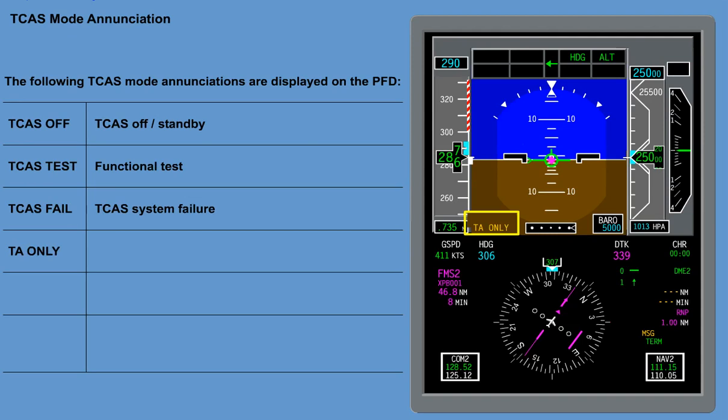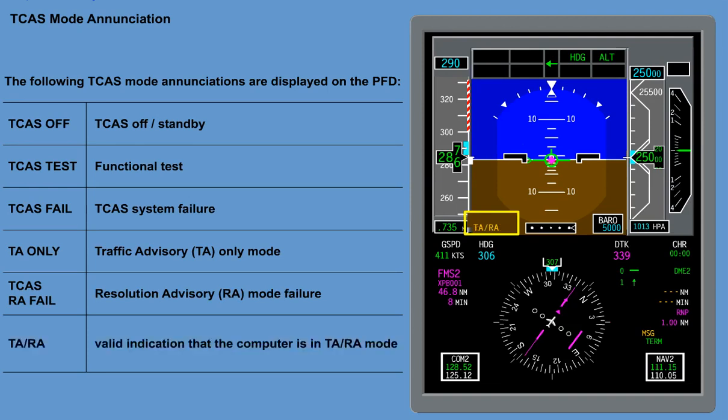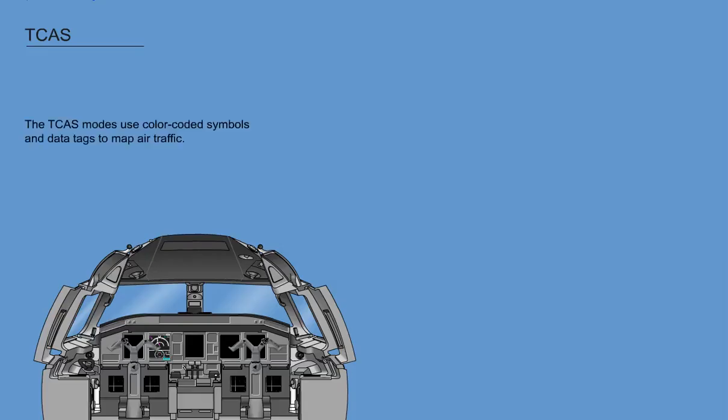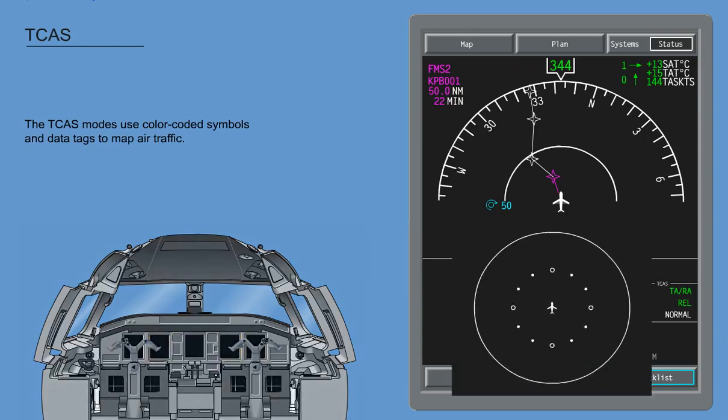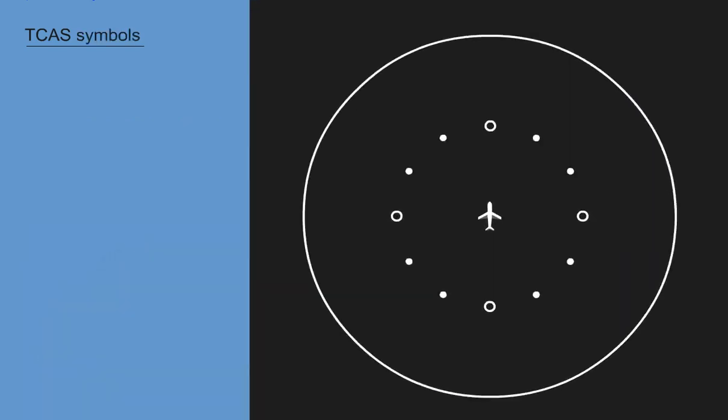TA only indicates traffic advisory only mode. TCAS RA fail indicates resolution advisory mode failure. TARA indicates a valid indication that the computer is in TARA mode. The TCAS modes use color-coded symbols and data tags to map air traffic and locate threat aircraft on the two display formats. The symbols are explained as follows.